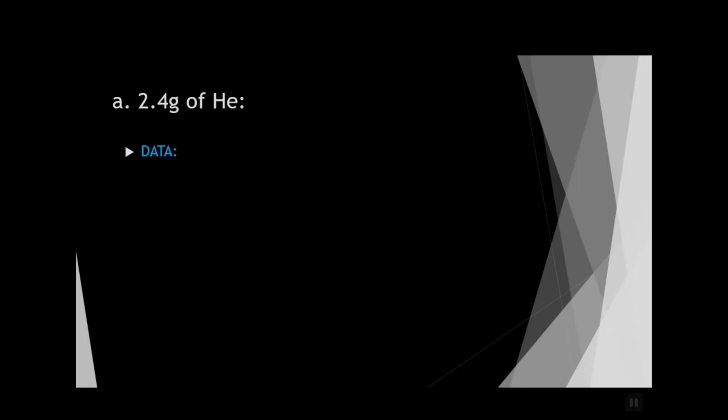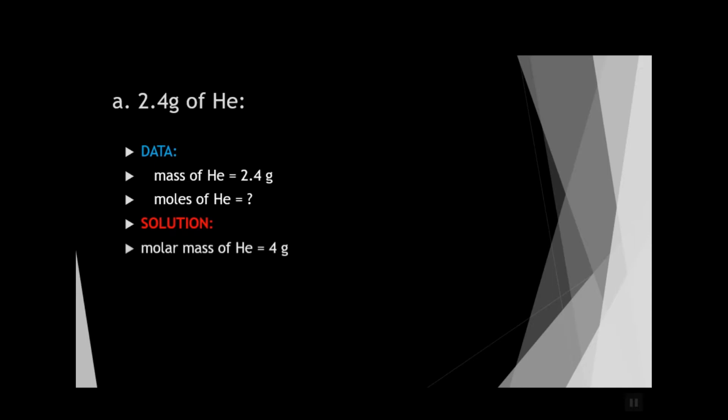Students, you already know what we do before starting the solution. We should write the data, and what is our data? Mass of helium is 2.4 gram and moles of helium are unknown. So we have to find the moles of helium. Now solution. Molar mass of helium is 4 gram. Students, atomic mass of helium is 4 AMU and molar mass of helium is 4 gram.